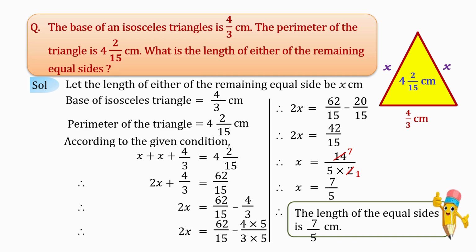Be careful, whenever I have seen that many students, whenever they found the x value, they just stop writing. No. Since this is a word problem, after finding the x value, you need to write the final answer. Whatever they are asking, you need to write that. So the final answer you should write, okay, the length of the equal side is 7 by 5 centimeter. Then it will be the complete one.